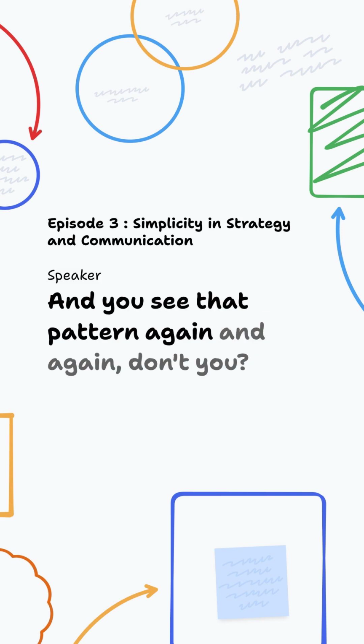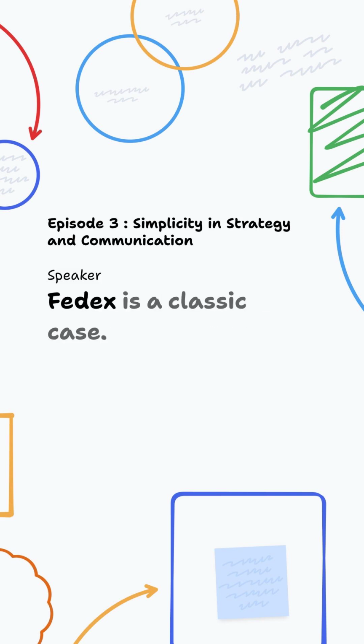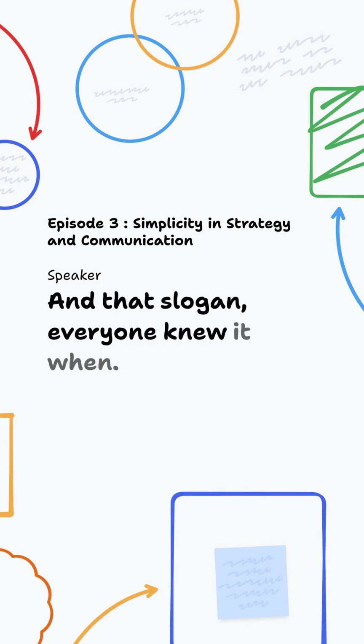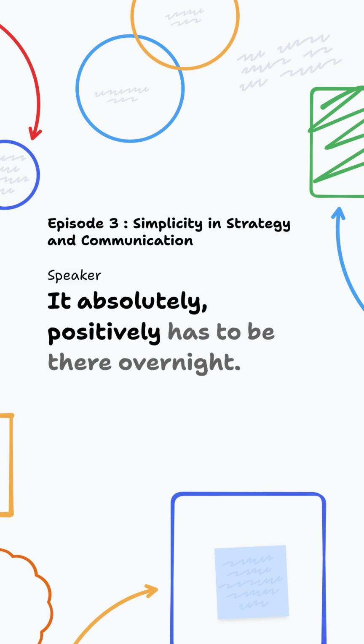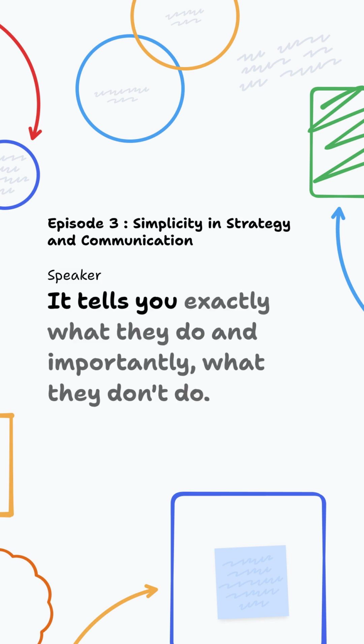And you see that pattern again and again, don't you? Yeah. It wasn't just Ford. Federal Express. Oh, yeah. FedEx is a classic case. Early days, they narrowed its focus to overnight delivery only. And that slogan, everyone knew it: when it absolutely, positively has to be there overnight. Bam. Simple, clear, powerful. It tells you exactly what they do and, importantly, what they don't do.